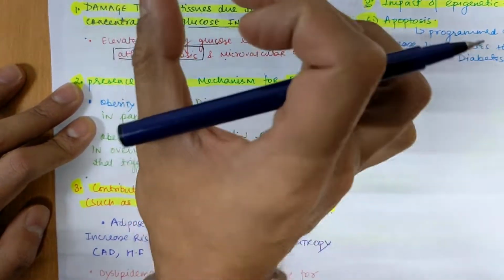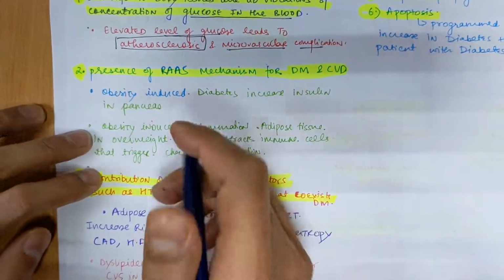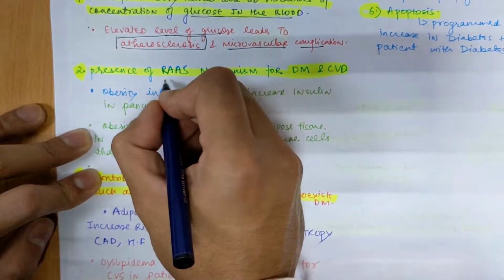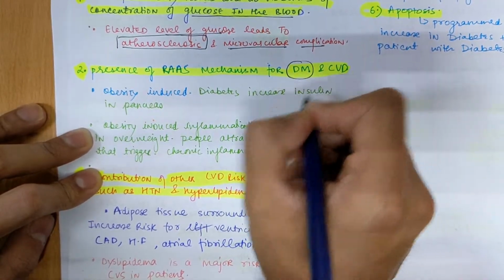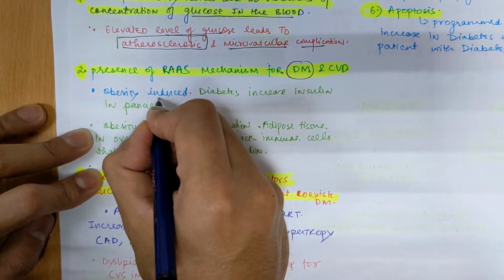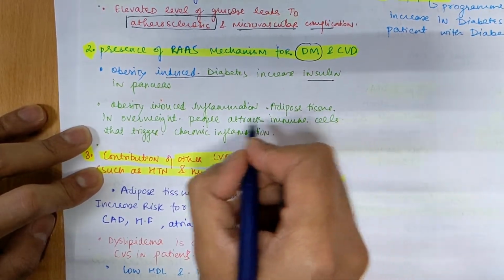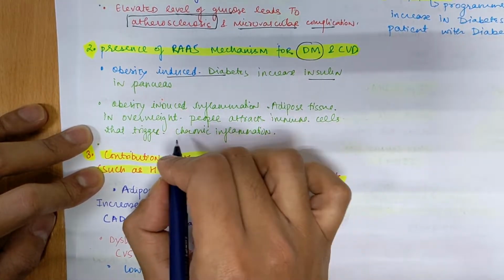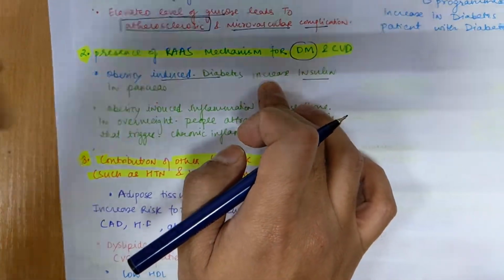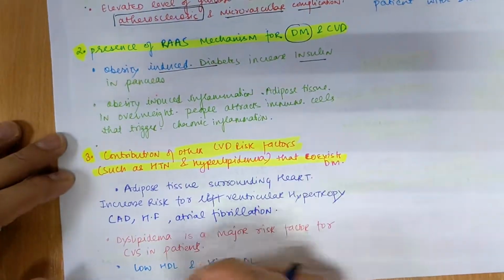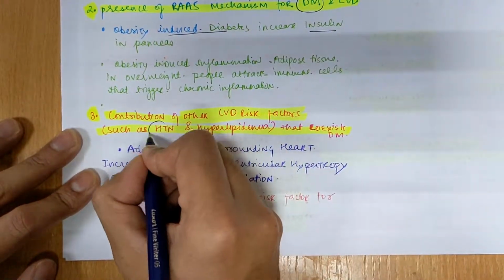Okay, so vasoconstriction will occur and your blood pressure will be raised, and there will be microvascular complications also, and there will be the RAS mechanism, that is the renin angiotensin system, in diabetes mellitus and cardiovascular diseases. In this case we have obesity induced diabetes, which increases insulin in the pancreas, and obesity induced inflammation. Adipose tissues in overweight people attract immune cells that trigger chronic inflammation. So there is a chance of any inflammation becoming chronic, that is, it can continue for longer years.